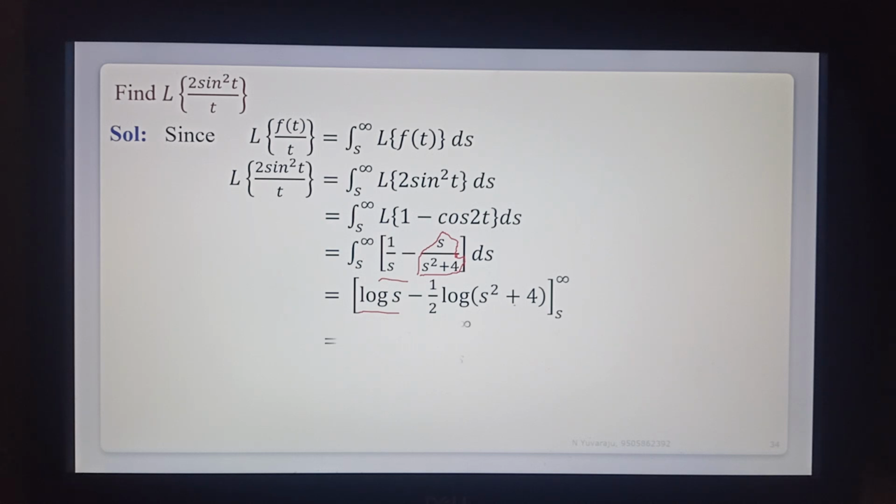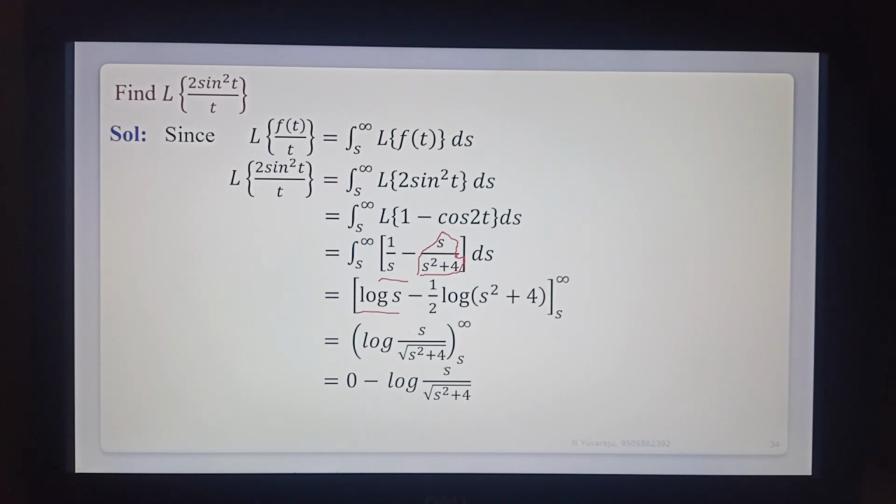Now simplification is log a by b form. Log a minus log b. Log a by b, that is equal s by root of s square plus 4. Now we have to take s common in numerator and denominator. That is equal to here minus log infinite, 0 minus log of s by square root of s square plus 4.